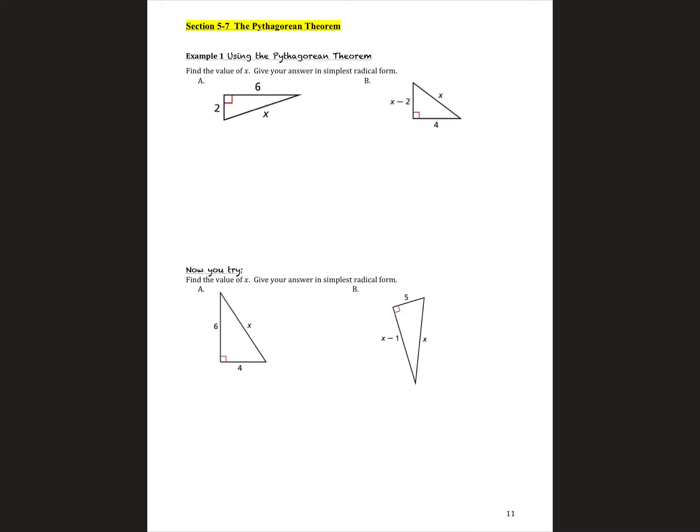For 5, 7, you're not going to have anywhere you're going to FOIL. So for instance, in example 1b, when we use the Pythagorean theorem, we would end up with x minus 2 squared plus 4 squared equals x squared. This x minus 2 squared is FOILing, so I'm telling you, you're not going to have any that result in that. So if that happens, you won't have to do it. Now you try B, same thing's going to happen. So these are just a squared plus b squared equals c squared.